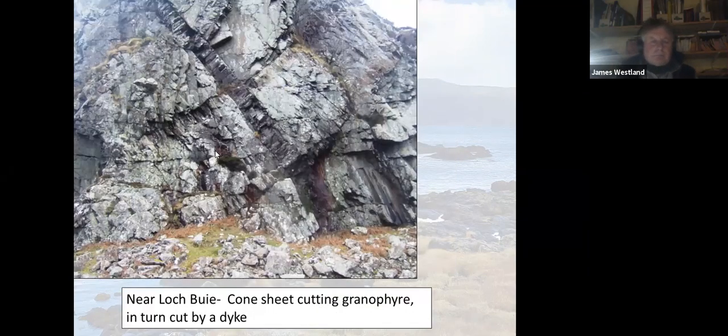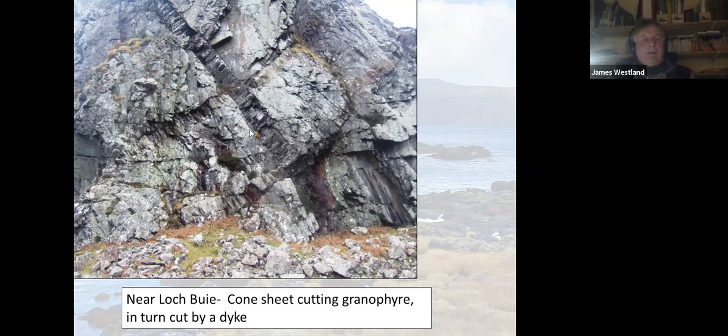Now here's a good one. This is near Loch Buie. This thing here, running up there, that is a cone sheet. The cone sheet is cut by a dike running that way. But the thing is, these two intrusions have already been intruded into a rock called granophyre, which is a type of granite. And the granite has already intruded into the lava. So the lava is over the top. The granophyre, which is round about here, was intruded next. You then had a cone sheet, and then a dike.